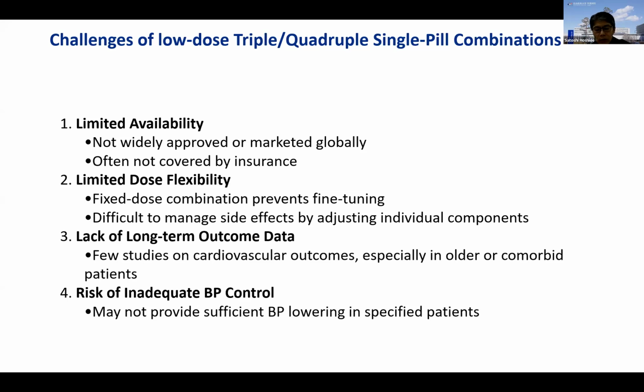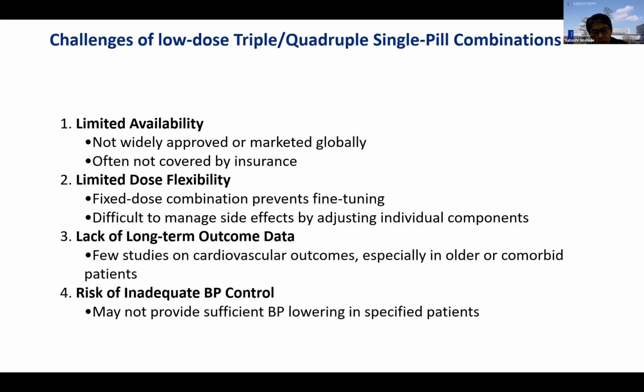However, there are several challenges for low-dose triple or quadruple combination antihypertensive therapy. First, these ultra-low-dose single pill combinations are not yet widely available. In many regions, these combinations are either not approved or not reimbursed by insurance, limiting access for clinicians and patients. Second, the issue of dose flexibility. Because all component drugs are fixed in dose, it becomes difficult to adjust for side effects or suboptimal response. For example, we often experience peripheral edema from CCB. If we use a CCB component, the physician cannot reduce just that one agent, CCB.